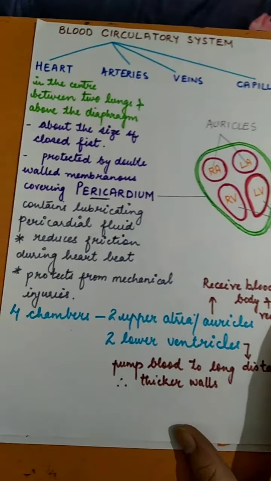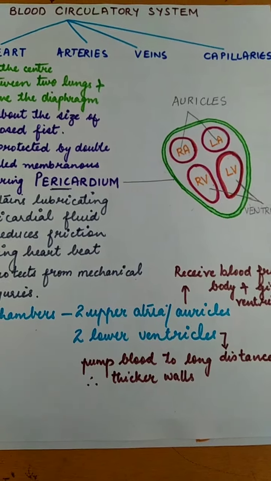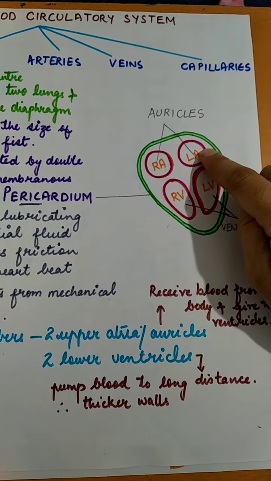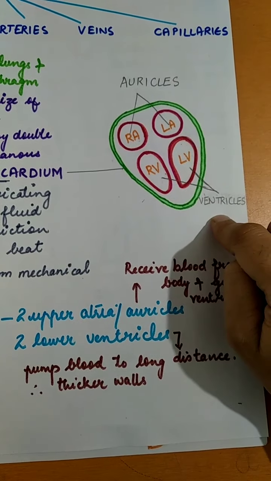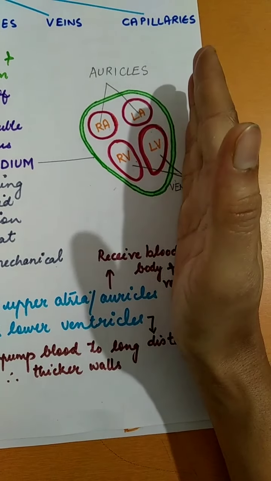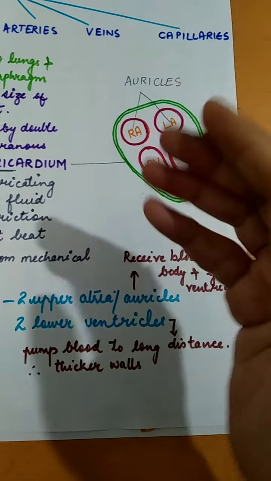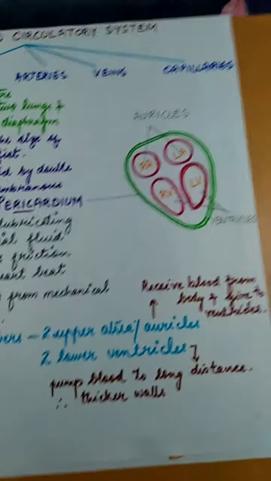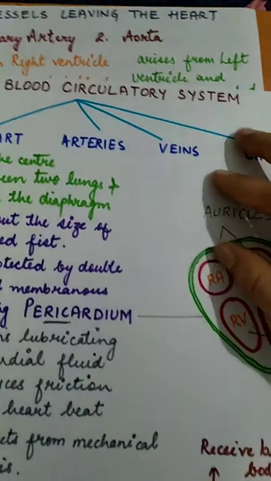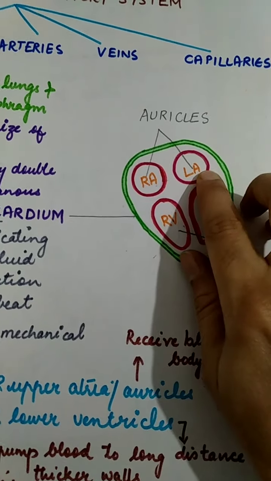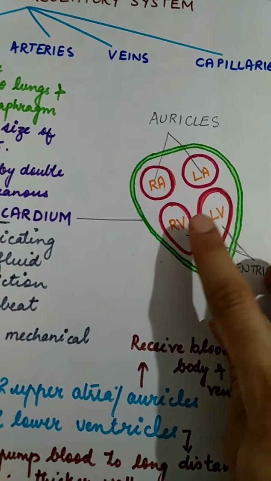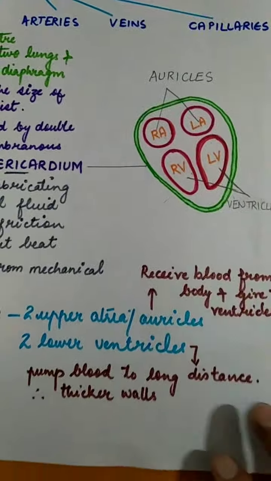Now we talk about the different chambers present in the heart. In the heart there are four chambers. The upper two are known as auricles and the lower ones are known as ventricles. Whenever you are making a diagram, your right becomes the diagram's left part and your left becomes the diagram's right part. I have abbreviated these auricles as LA and RA. So this is the left auricle, this is the right auricle. These are the ventricles. This one is the left ventricle and this is the right ventricle.